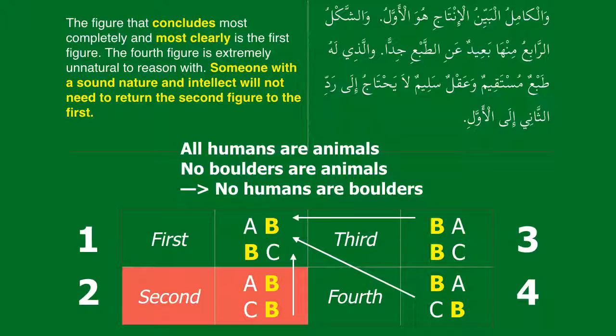That's why Abhari says that someone with a sound nature and intellect will not need to return the second figure to the first. Sound nature and intellect means this either naturally or through training. Many of us don't have it because we haven't gone through the process of learning logic formally, so we might get confused. But if you practice for a while and you understand how a categorical syllogism works and how the reasoning works, then you can turn your nature and intellect into a sound nature and intellect and work out the conclusion yourself.